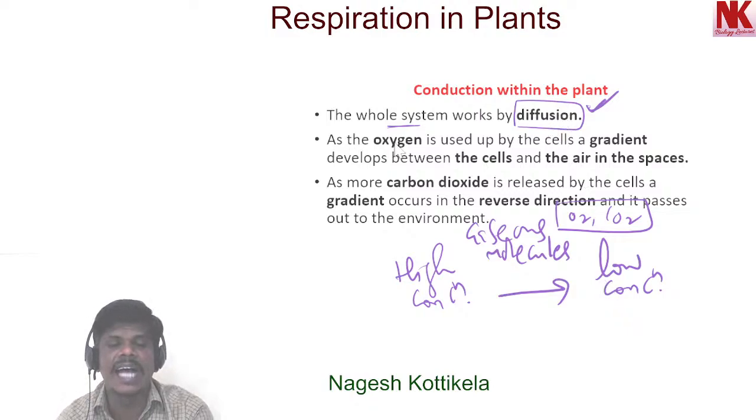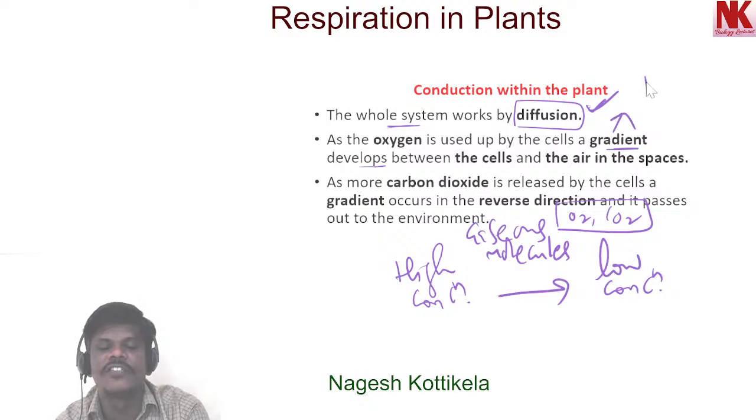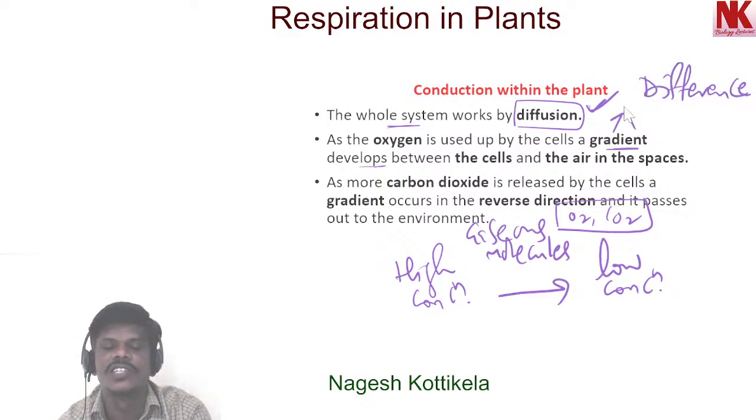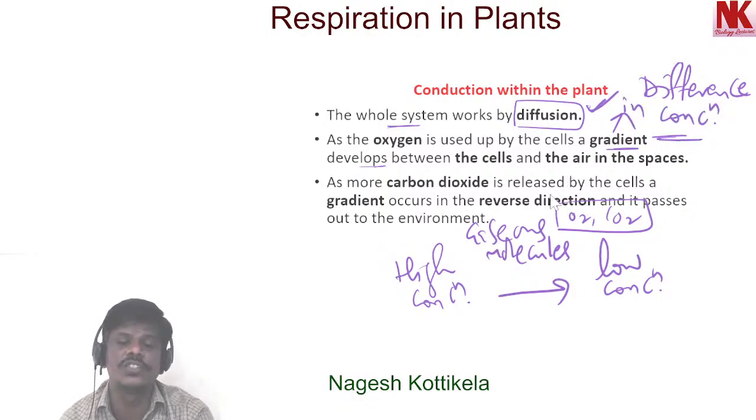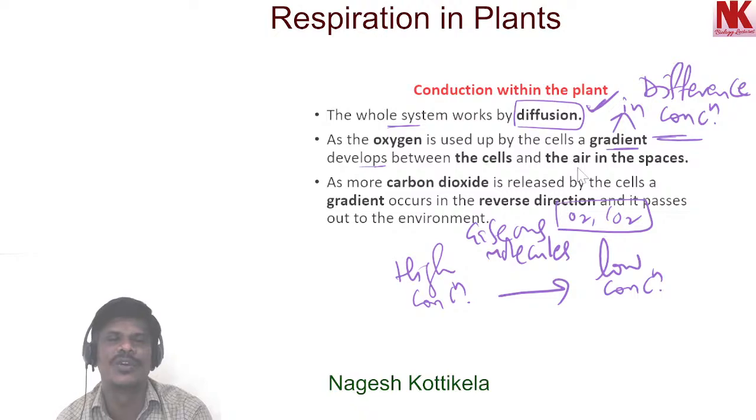And as the oxygen is used up by the cells, a gradient develops. Gradient means difference in concentration. Gradient is nothing but difference in concentration. So as the oxygen is utilized by the cells, there will be lower concentration of oxygen in the cells when compared with the air space. So what happens, you can imagine now, oxygen will diffuse from outside into the cell. That is what we call diffusion of oxygen.